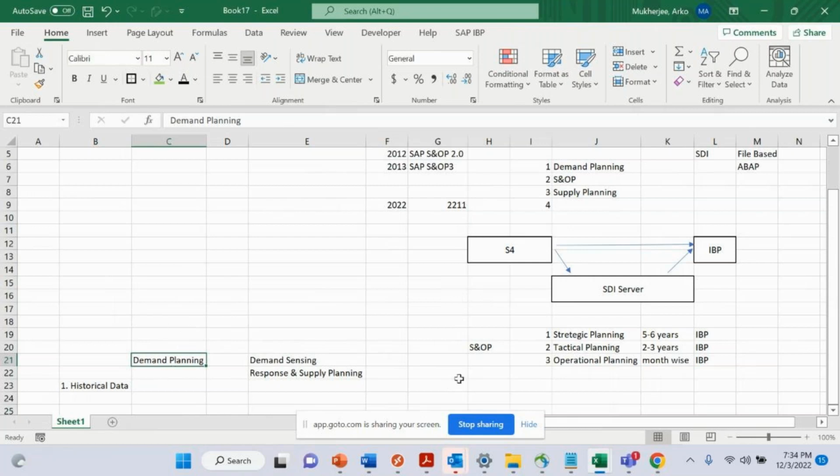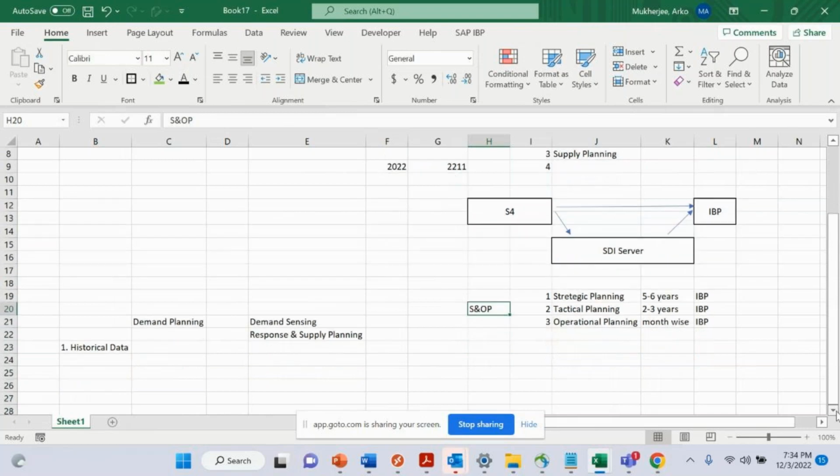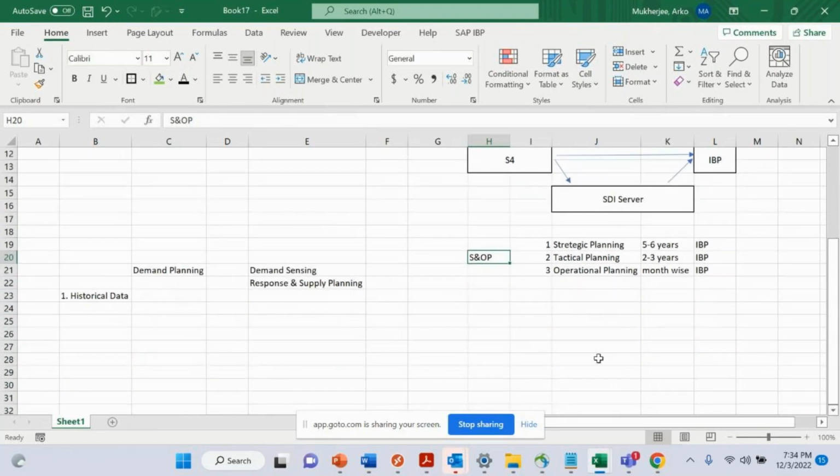Yes, when you buy SNOP, these demand features are also available. But if we use them, there will be a penalty cost when SAP does the audit. So these things are there.